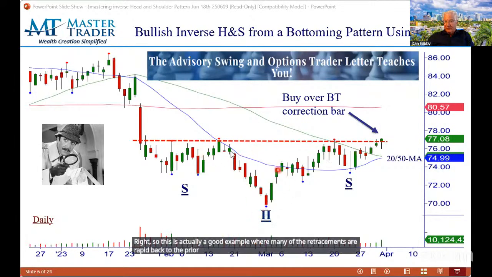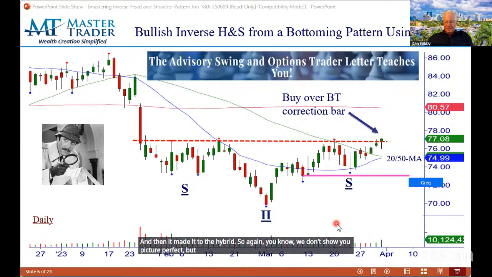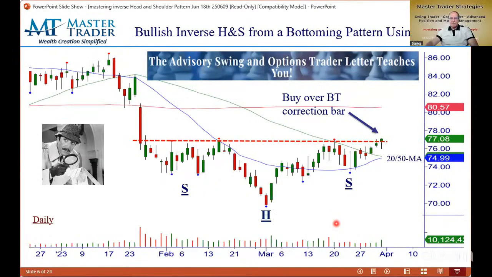So this is actually a good example where many of the retracements are rapid back to the prior high. This one didn't. Just eyeball this. This one went 70%, and then it went sideways, and then it made it to the 100. So again, we don't show you picture perfect, but the message is the same. Pointing out the prior low. Sometimes patterns take time to develop.